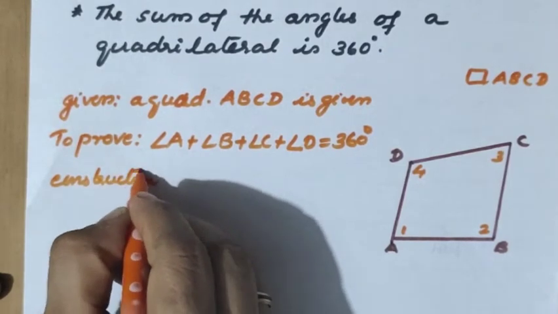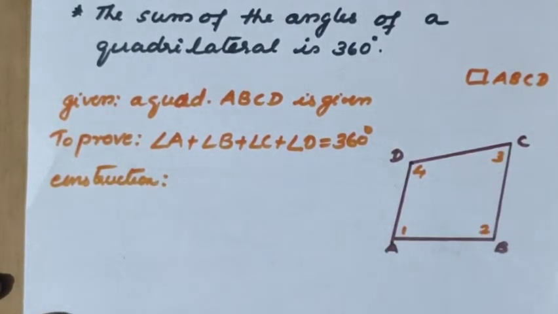What does construction mean? We should join one of the diagonals, either AC or BD.